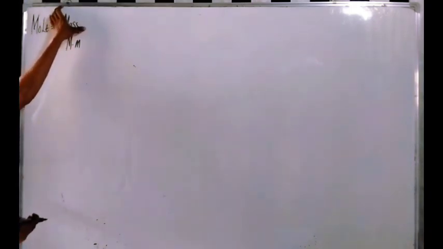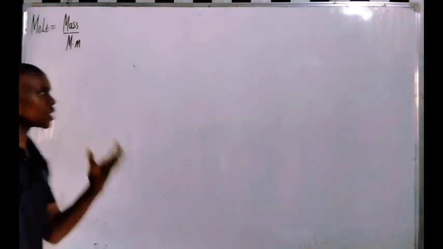The first formula I want to take here is that mole equals mass over molar mass. So mole equals mass over molar mass. When a question is given to you to calculate the mole of a substance, and you have been given the mass, you calculate the molar mass of that compound. That is the first one.